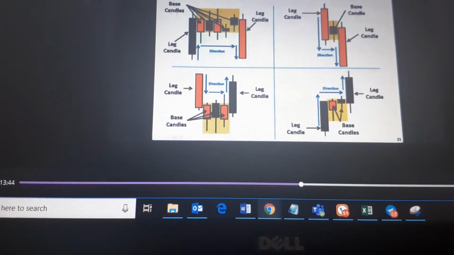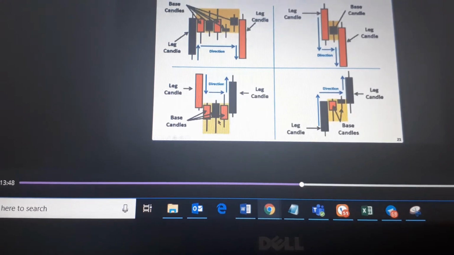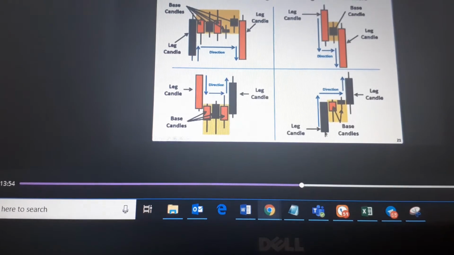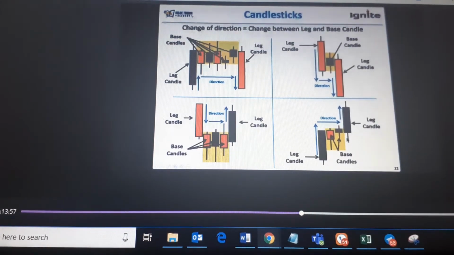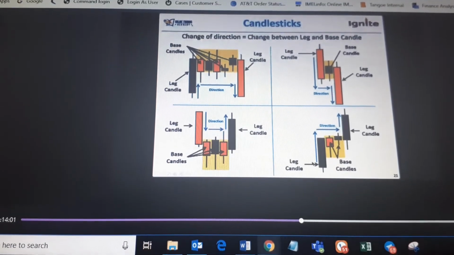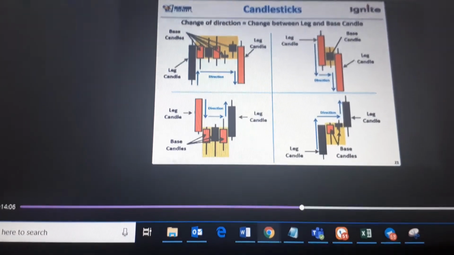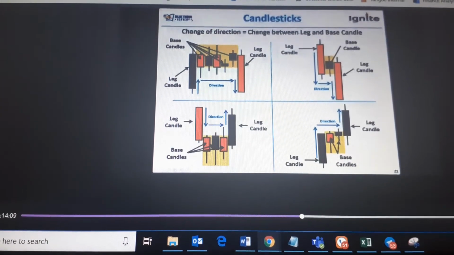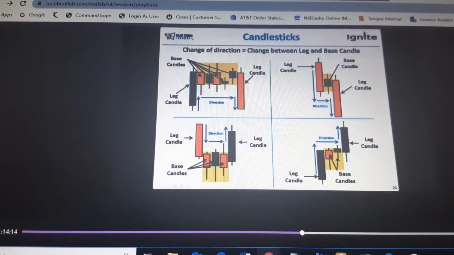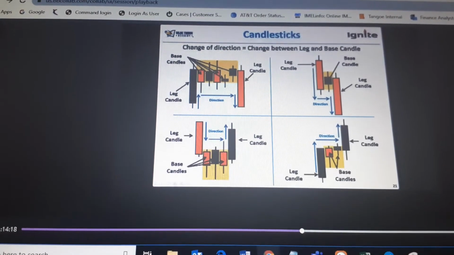So here these are all base candles. Why are these base candles? Because the body is less than or equal to 50% of the range. Here the prices were already moving up, then they based, and then they continued to move in the direction where it was first moving. Okay, so these green candles are leg candles, and these two are base candles. Why are these two base candles? Because the body is less than or equal to 50% of the range. Why are these two leg candles? Because the body is greater than 50% of the range.